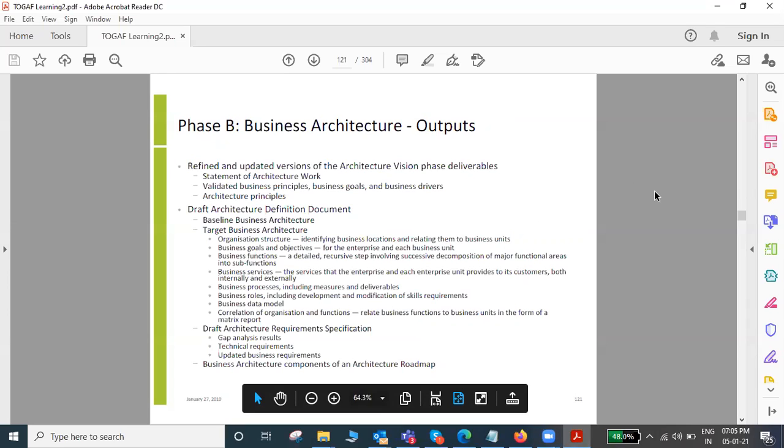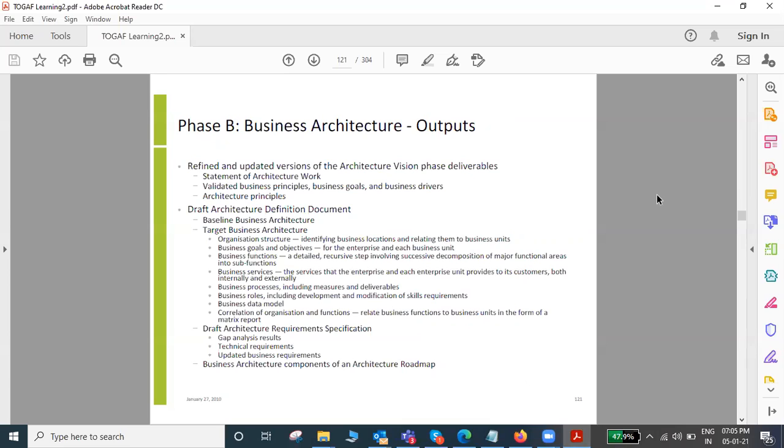So we're talking about business function decomposition, a recursive step involving successive decompositions of major function areas into sub-functions. So the different functions of the business, what the sub-functions are, and how you're going to work in the sub-function areas is what we're going to discuss.